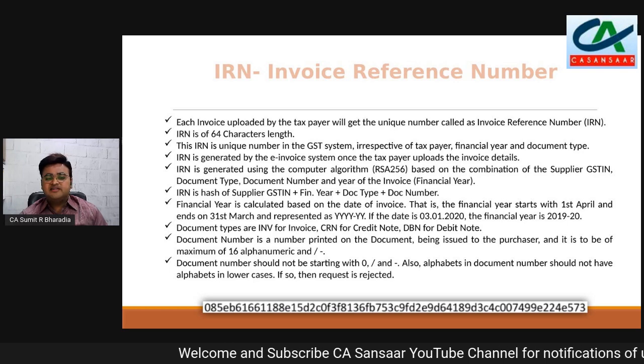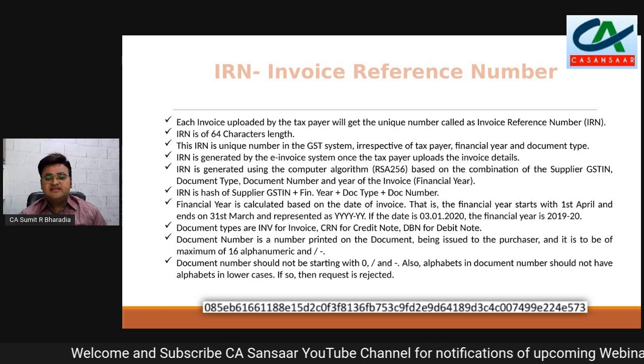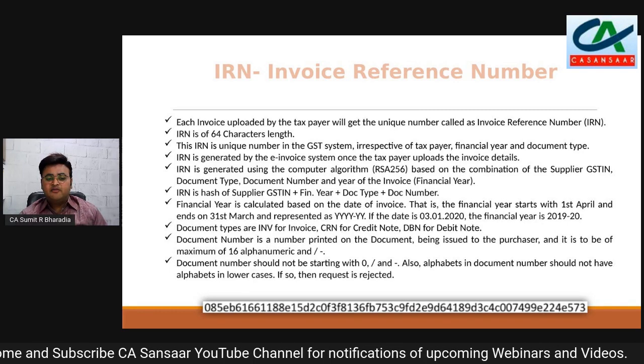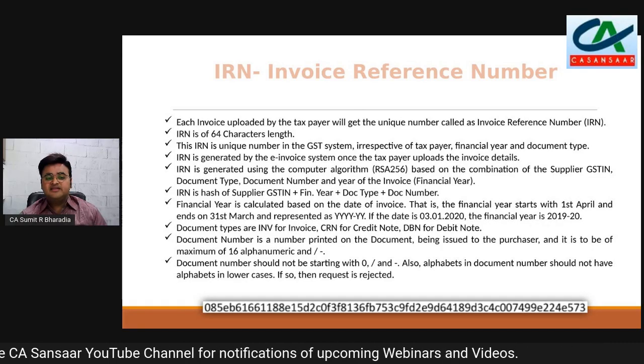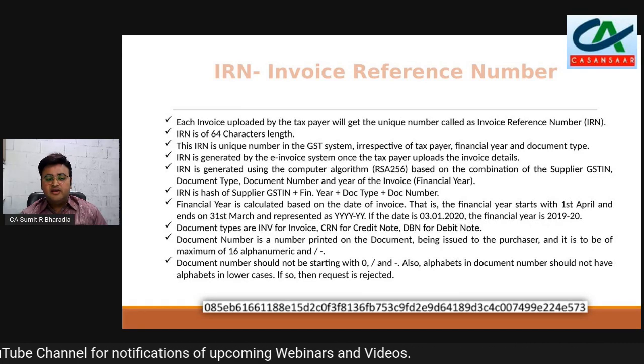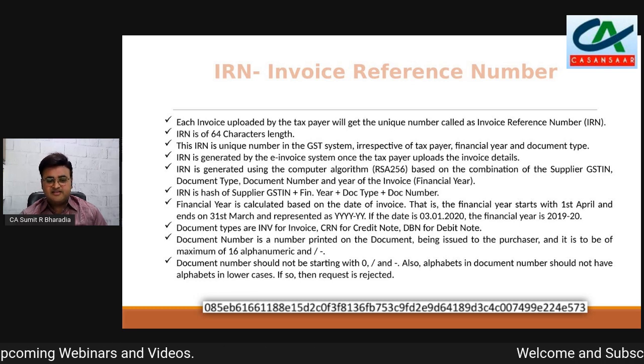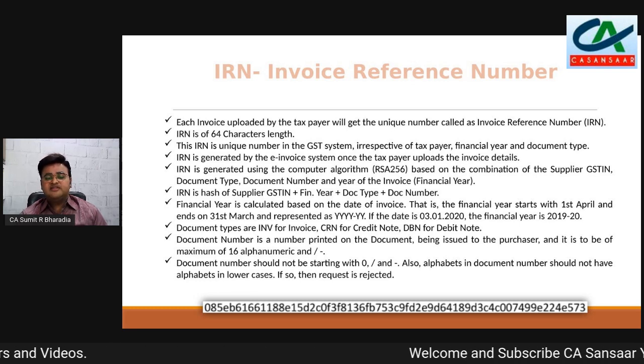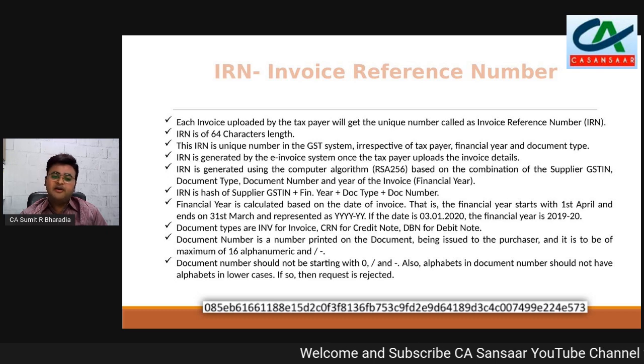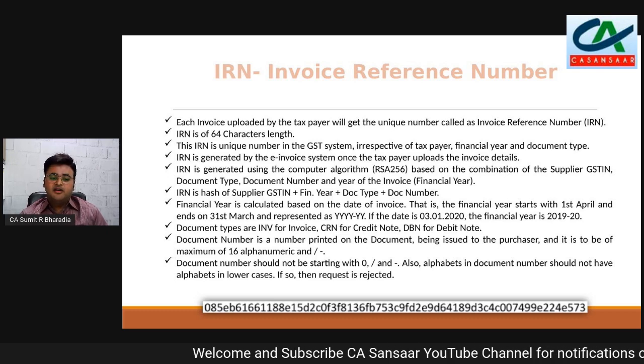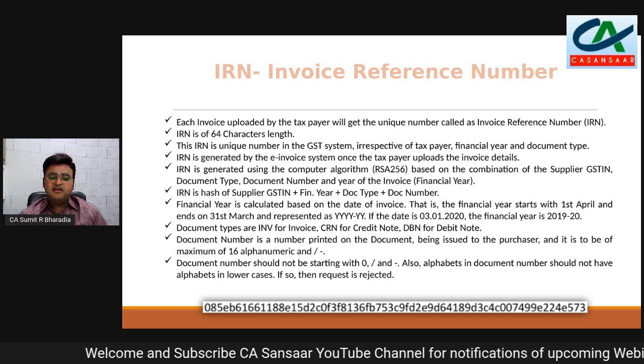IRN, invoice reference number. Invoice reference number is a unique number generated from the invoice registration portal. It is 64 characters in length. As you can see on the screen, it is an example of the invoice reference number. It is a combination of the GST number, financial year, document type and document number. There is no duplication of the IRN.